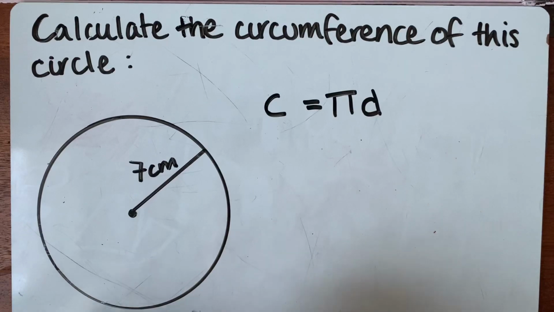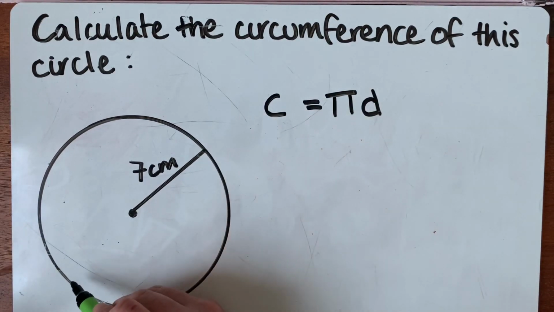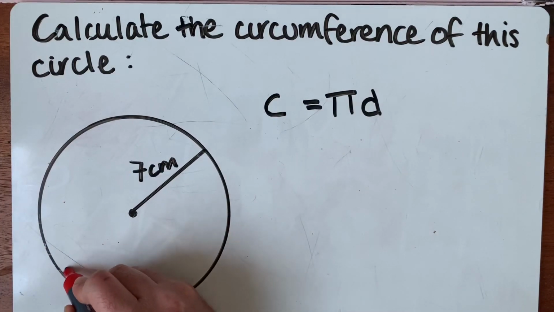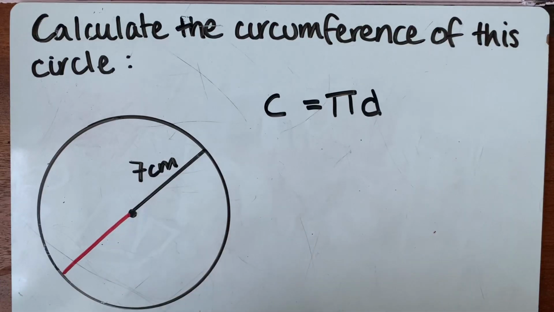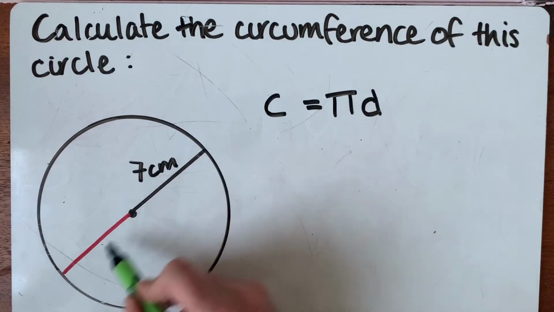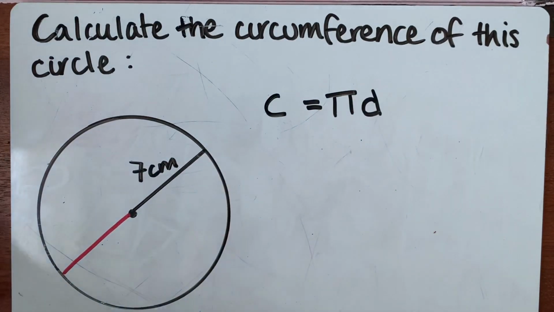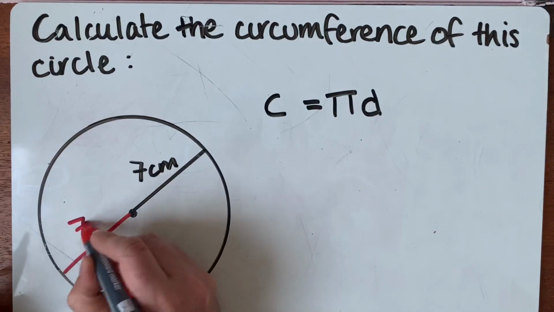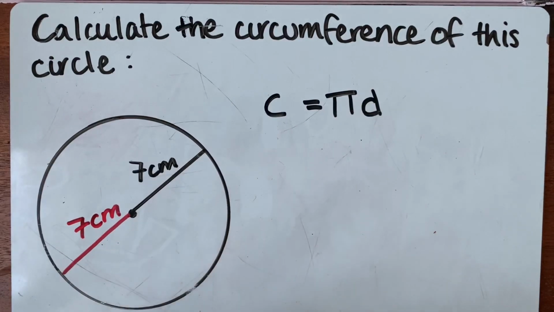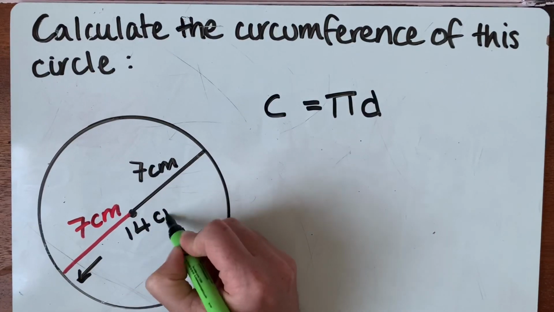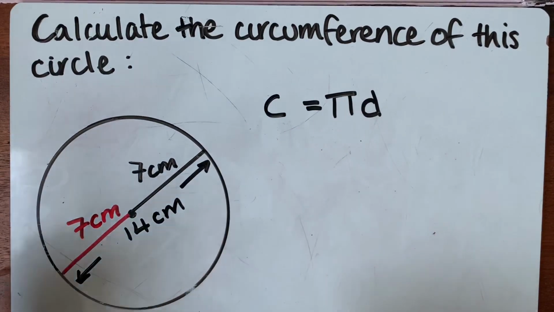Remember from the last example, the diameter goes from one side of the circle all the way to the other side, passing through the center. And if I just take this marker and draw on a continuation of that radius, or draw another radius, then we can see this line is now the diameter. What we need to know is how long is that line? Well, if that radius is 7 centimeters, then of course this radius is 7 centimeters. And that means that in this particular case, the diameter, the total distance all the way across, is 14 centimeters. And that's really important that you make sure you're using the right information in your question.